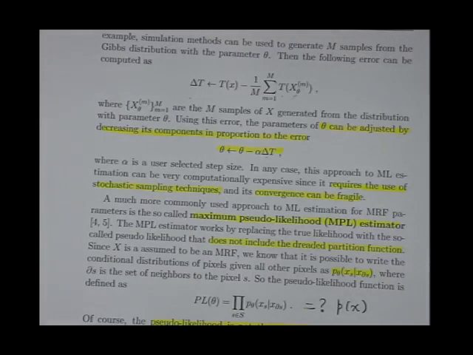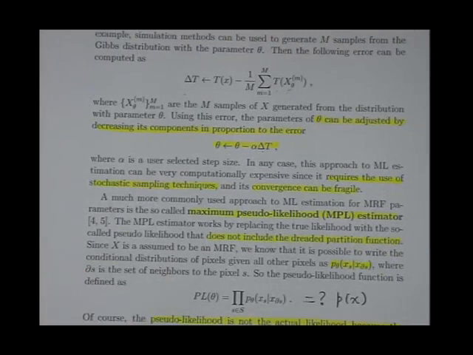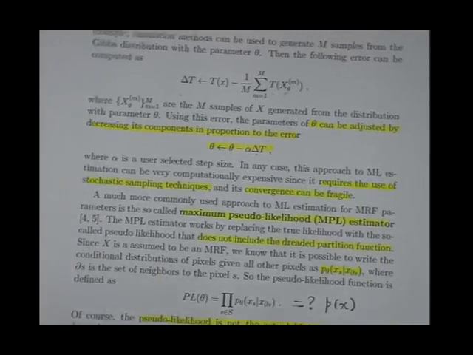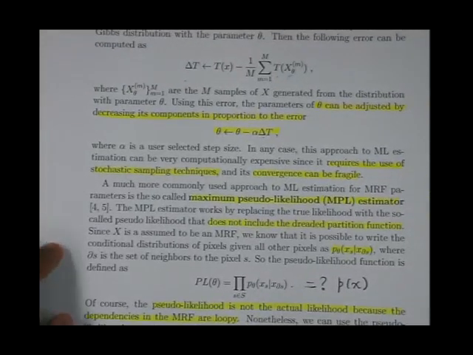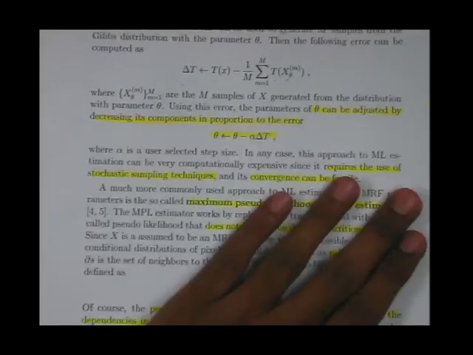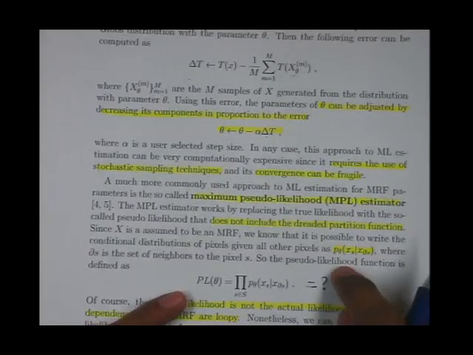Nevertheless, stochastic sampling, generating samples from an image, is not an easy problem. So it's also computationally expensive. We know how to do it, but it's computationally expensive. So this type of parameter estimation method can be computationally expensive. So what is the workaround? One of the other things that people have looked at doing is that instead of doing maximum likelihood estimation for estimating the theta, they do something called pseudo likelihood.